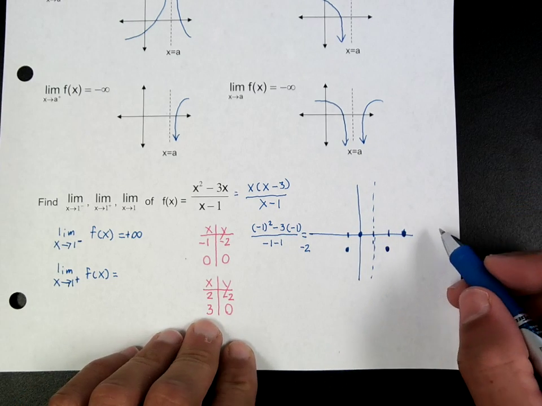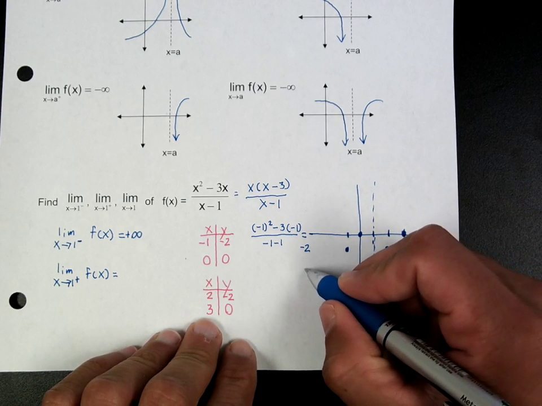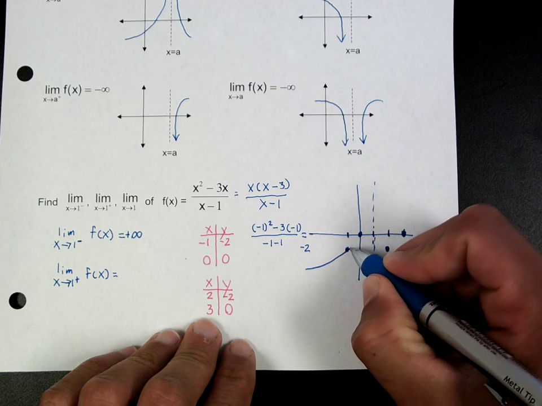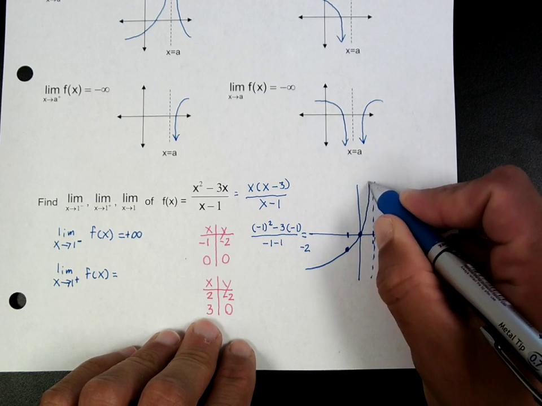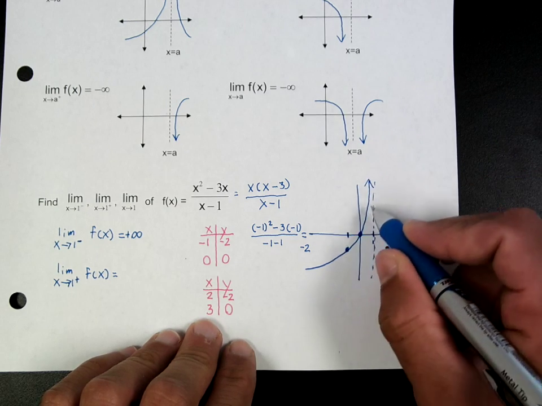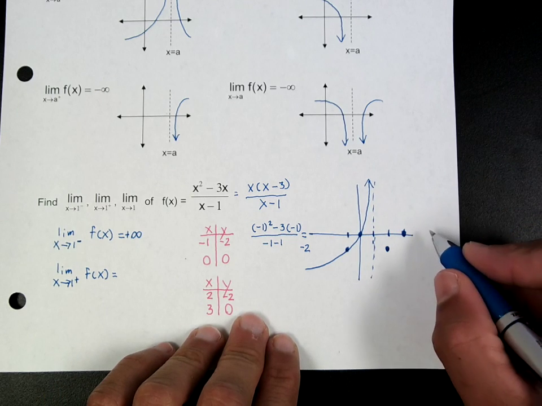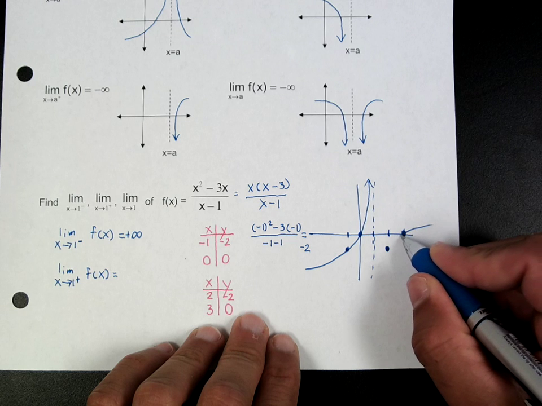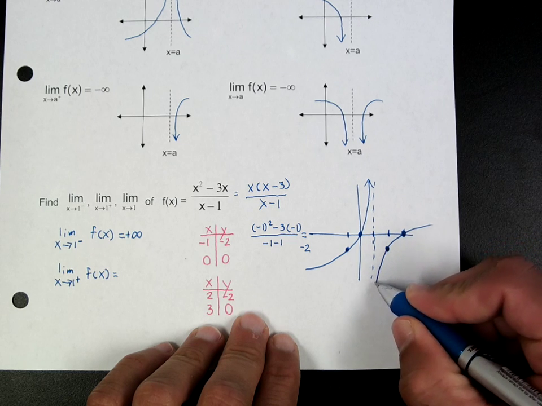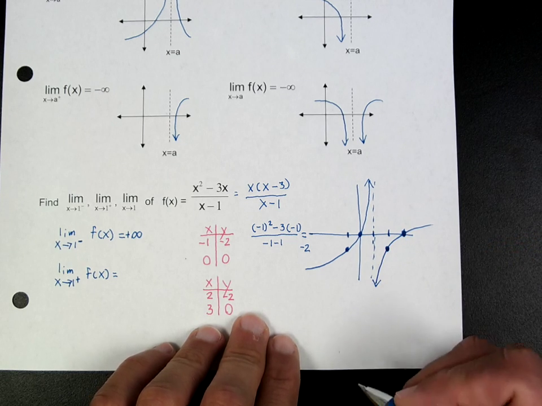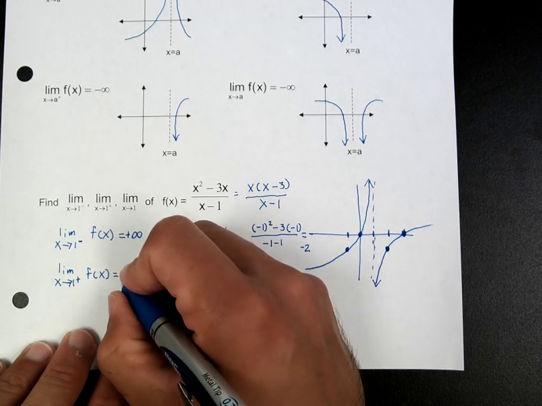Now don't lose sight, on the previous one I was coming from the left. This is the limit coming from the left. Now on this one I have the limit coming from the right, and notice that coming from the right I actually have to go down. So this one is negative infinity.